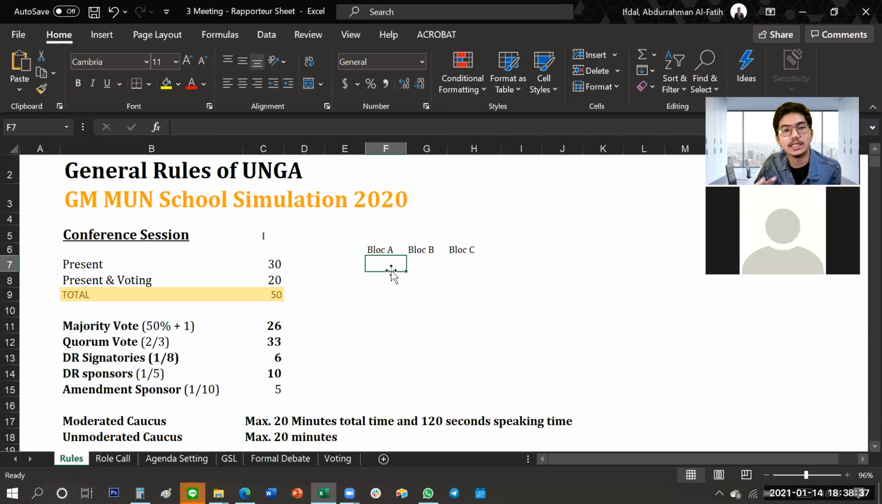In other words, your vote can be discounted, and you can choose not to vote. So the difference is that if you are present only, it does not mean you cannot vote. It means that you can vote, but at the same time you can choose to abstain. I hope you guys understand that.